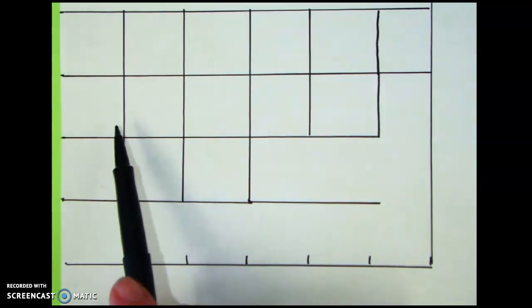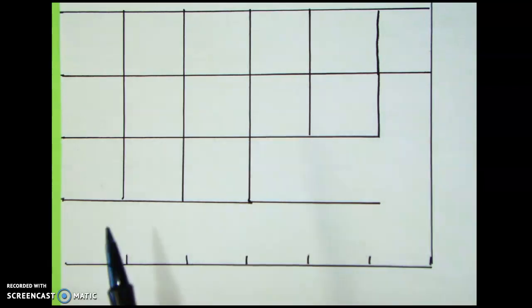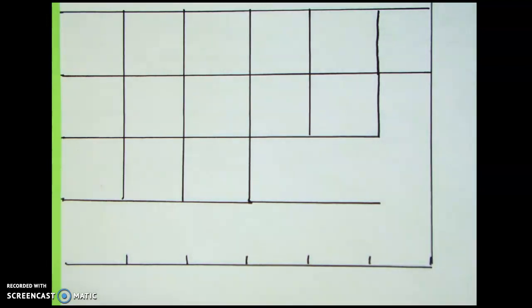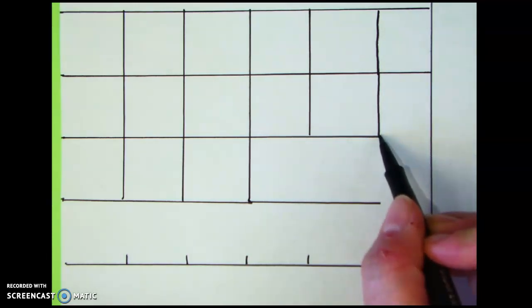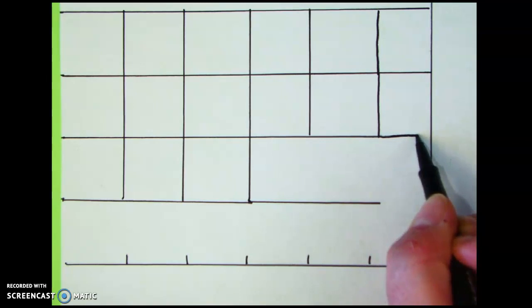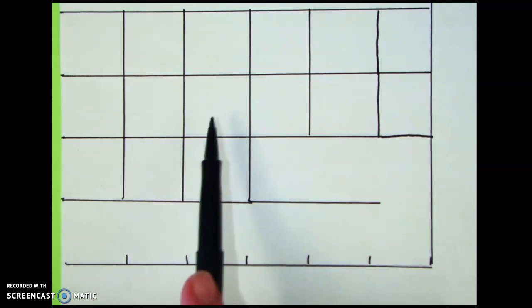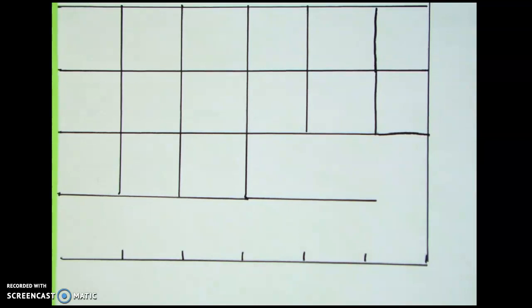Look at this second row right here. Is there a way that you can make those 2 rows have the same amount of square units in each row? Absolutely. What we could do is draw a line here to complete the square unit in this row. And then if you take a look, you now have 1, 2, 3, 4, 5, 6 square units in both row 1 and 2.